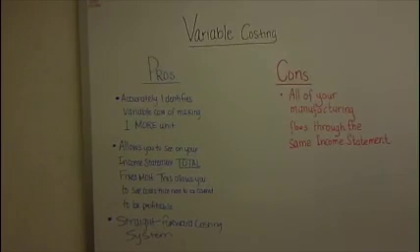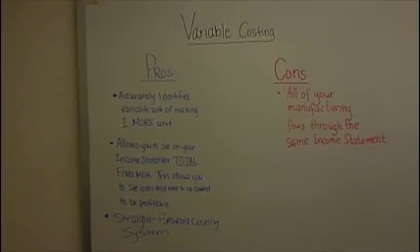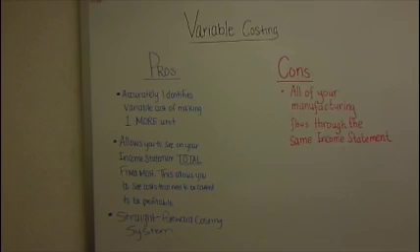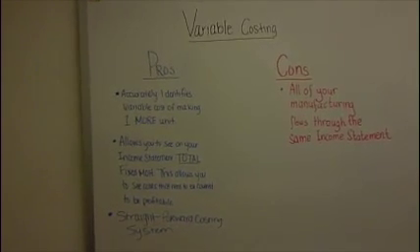Variable costing pros and cons. Some of the pros of variable costing are that it accurately identifies the variable cost of making one more unit. It also allows you to see on your income statement the total fixed manufacturing overhead that you would need to cover to make your business profitable.